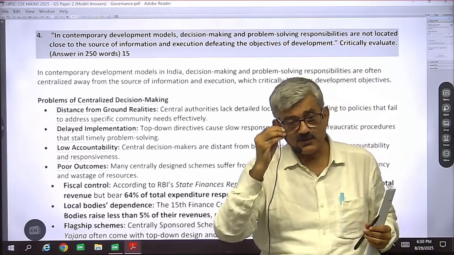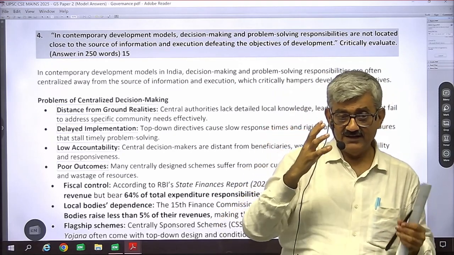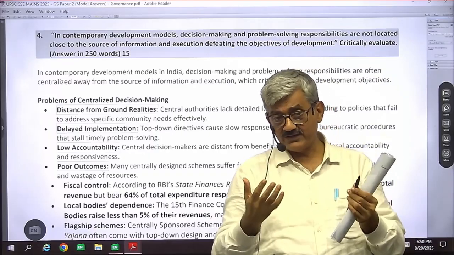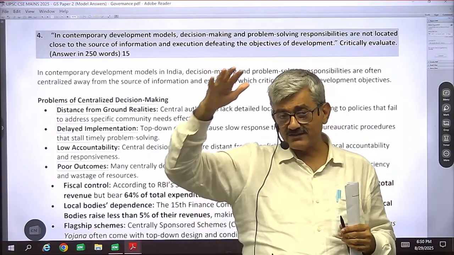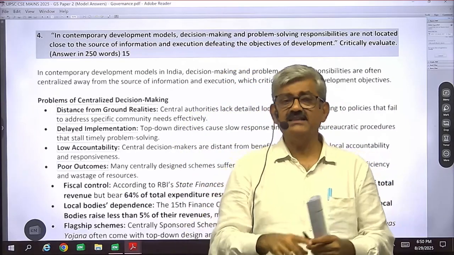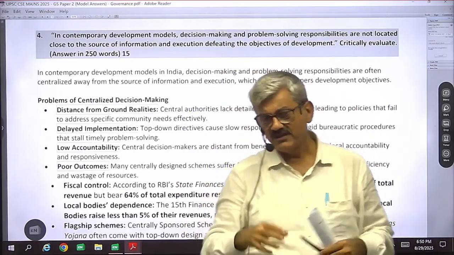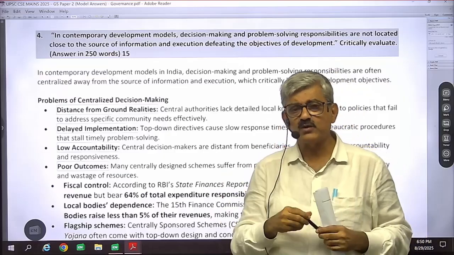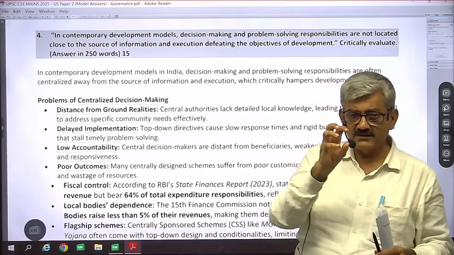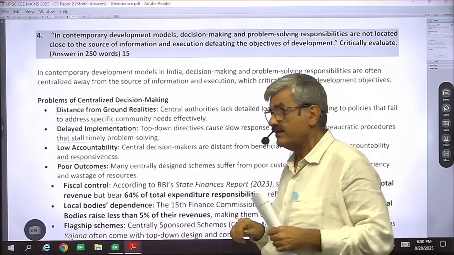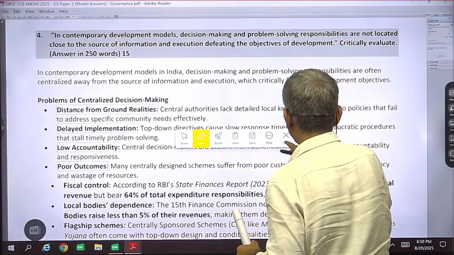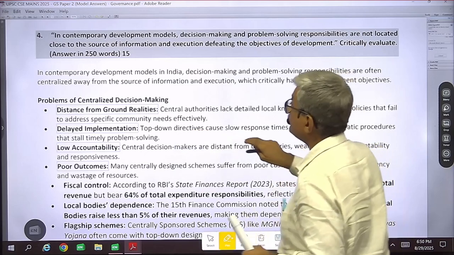what are the benefits of decentralization, why it is desirable, what are the benefits, what are the disadvantages of the top taking the decision, etc., in the development policy and programs. This is the crux of the issue, and our answer has to revolve around this concept. Let's see how we have attempted, and we need to attempt, in fact.